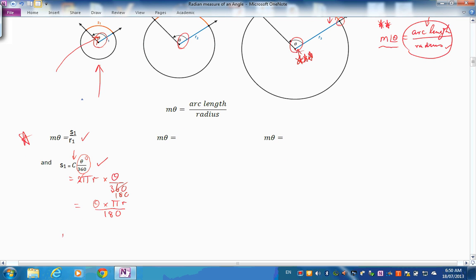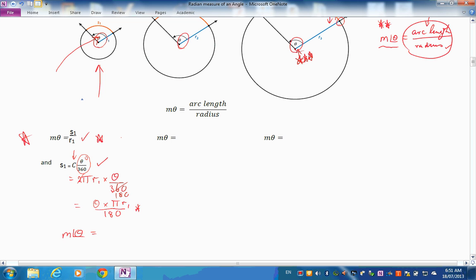Maybe pause the presentation and say the measure of angle theta in this new idea of arc length over radius would be this thing divided by the radius. Oh, I should be using R1 there, shouldn't I? Okay, theta times pi R1 over 180. I want to pause the presentation now and see if you can work out what S1 over R1 comes to for our angle theta in this little circle.